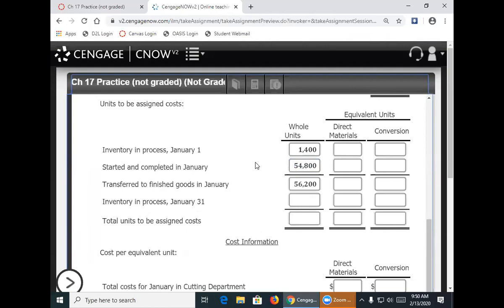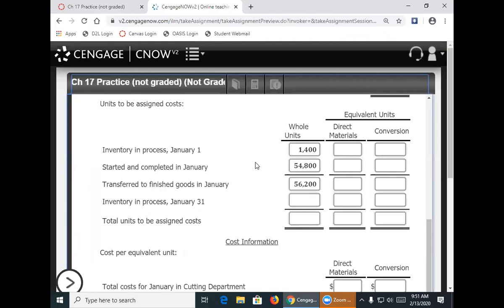So again, the reason behind this is what was transferred to finished goods. When we use the FIFO method, we assume that the first units we started are the first ones sold. So we're assuming that all of our beginning inventory was sold in the period. And then we just needed to calculate how much was started and completed. That's kind of the why behind what we're doing there, okay? Since we're using the FIFO method.